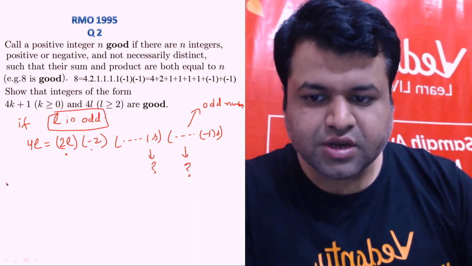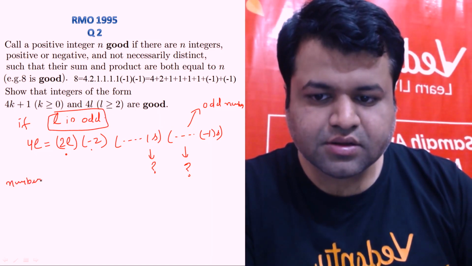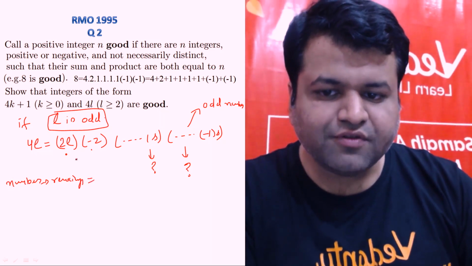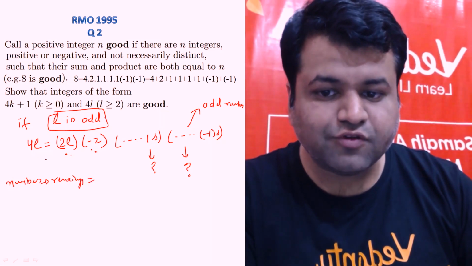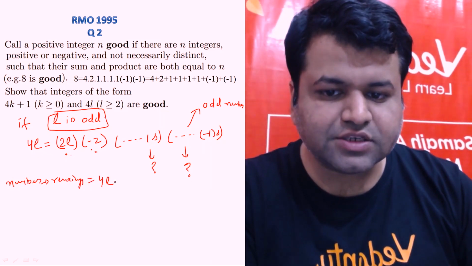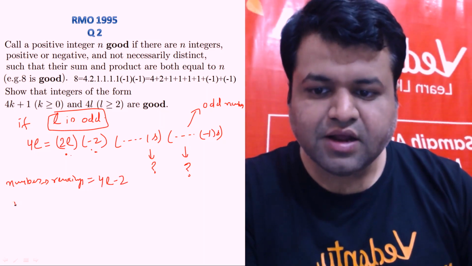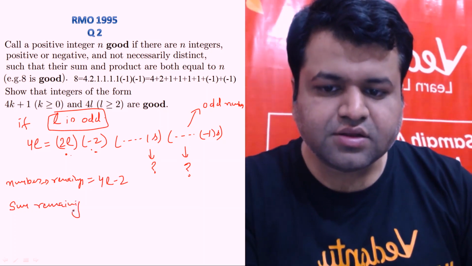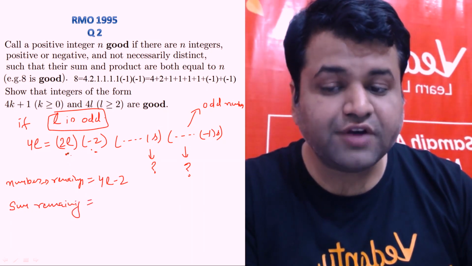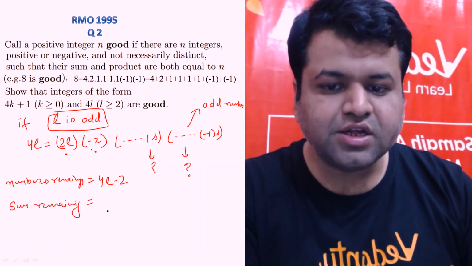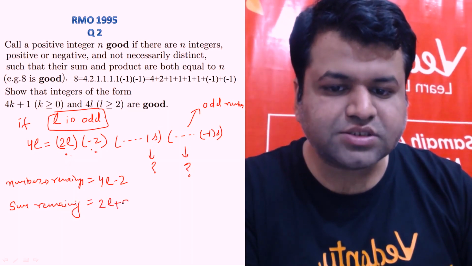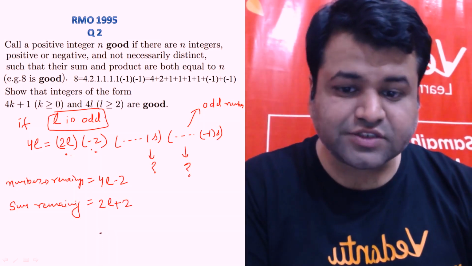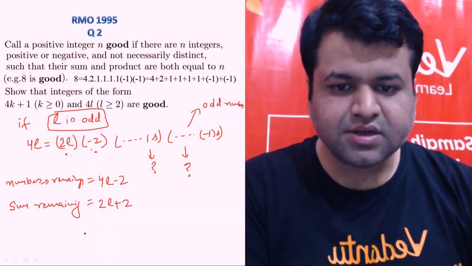So how many numbers are remaining? We have used only two numbers, and we need a total of 4L numbers, so the numbers remaining are 4L minus 2, right? And what is the sum remaining? Till now the sum is 2L minus 2, and we need to form the sum as 4L, so the sum remaining is 2L plus 2, right? Now we need to figure out how many ones and how many minus 1s will serve the purpose.